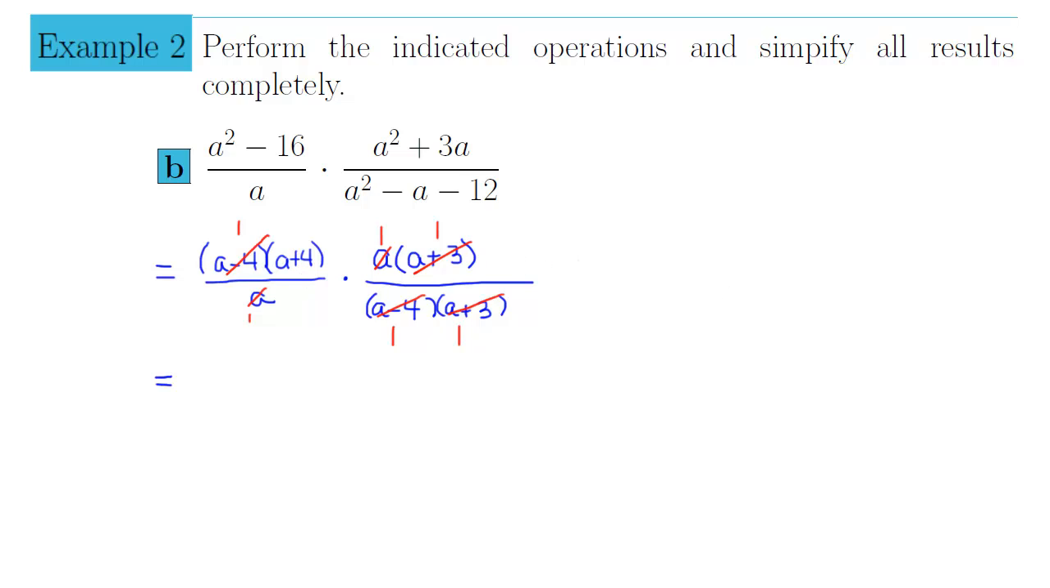This leaves me simply with the following as I multiply across. 1 times a plus 4 times 1 times 1 simply gives me a plus 4. And on the bottom, I have 1 times 1 times 1, which is just 1. That means I simply have a plus 4 over 1, which is just a plus 4. Our problem has simplified down to a plus 4.